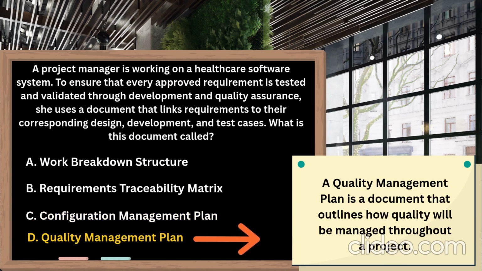The last option is quality management plan. A quality management plan is a document that outlines how quality will be managed throughout the project. Hence, it does not match the requirement to link to corresponding design, development and test cases, and this makes this option wrong.